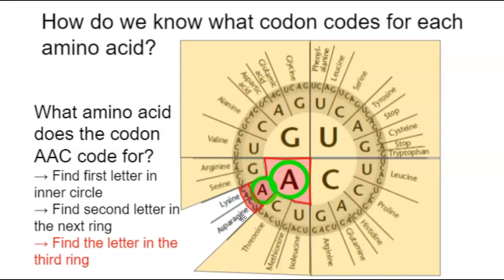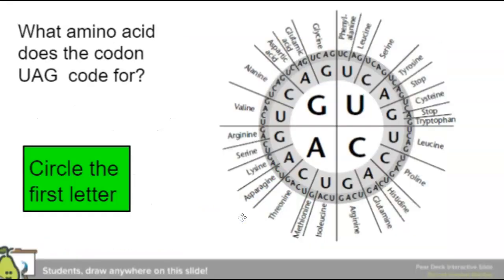Okay? You try. So I want you to find UAG. Remember, find the first letter in this inner circle. Then find the second letter and then the third letter.